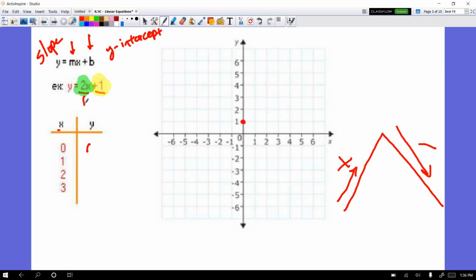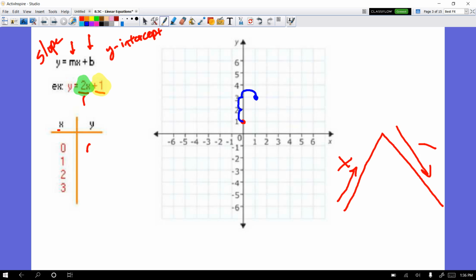So it's a positive 2, so you're going to go 2 up. It's a positive 1, so you're going to go 1 right. And where do you start that? That is going to start at your y-intercept, which is why we plotted this +1. Check this out. Up 2 over 1.